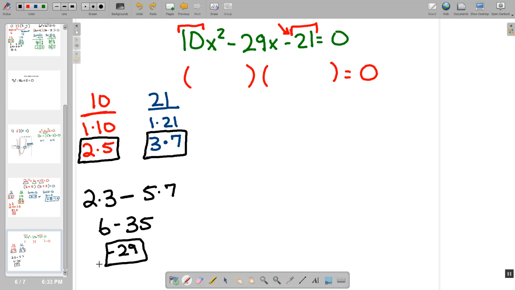And now let's get them into the right spots in our parentheses. We're trying to create 10x squared here. So we're going to do 2x and 5x. Okay, this is the point I would hope everybody can get to in every problem, because 2 times 5 is 10, x times x is x squared.